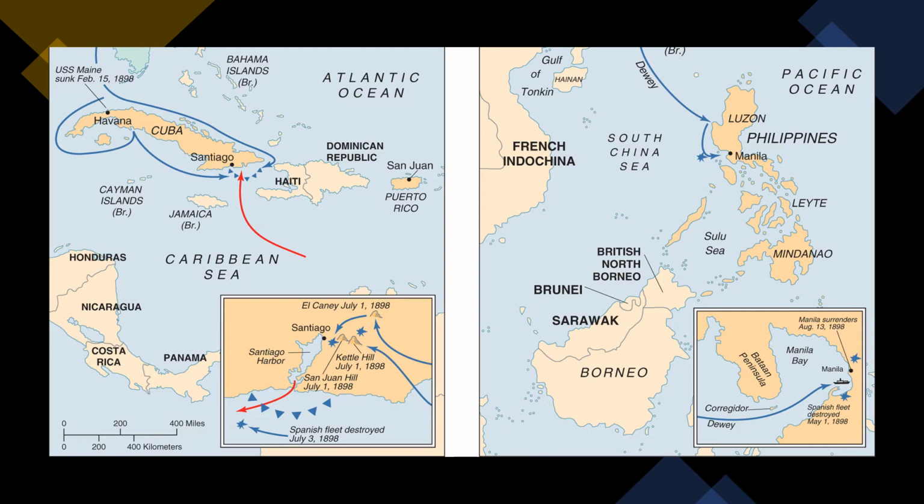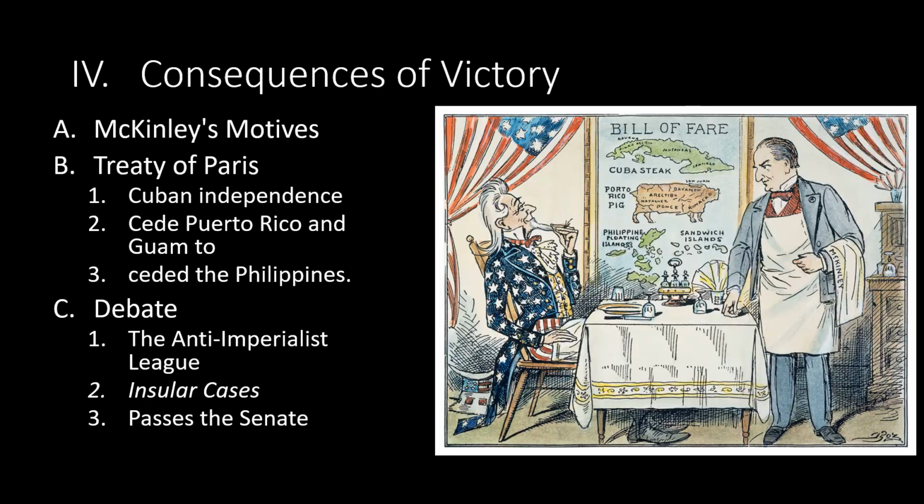General Nelson A. Miles issued a statement to the people of Puerto Rico saying, "We bring you protection, not only to yourselves, but to your property." The conflict ended on August 12th, when Spain asked for peace.